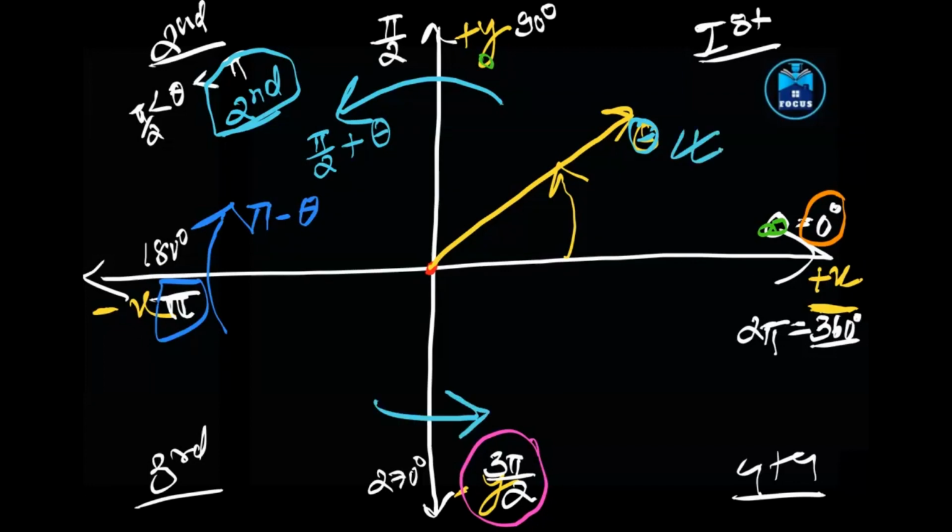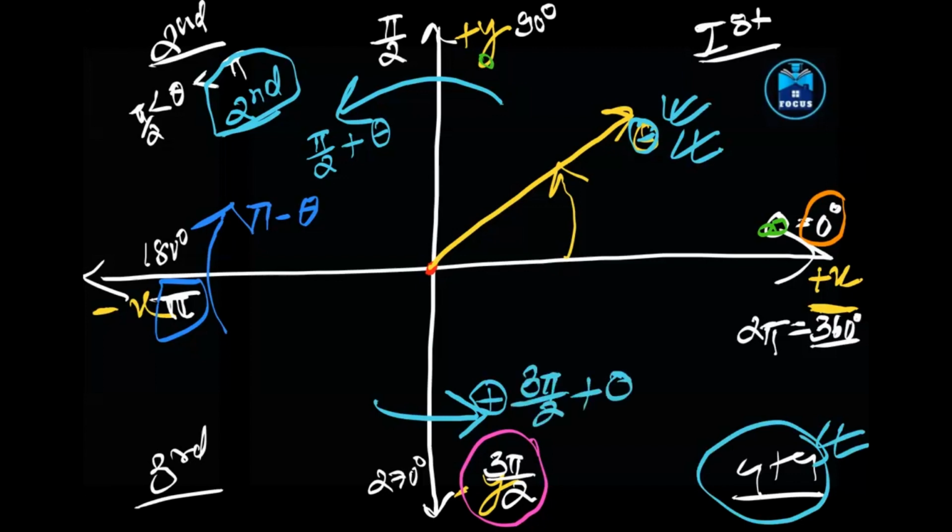Now, if I want to bring this theta to the fourth quadrant, tell me for the fourth quadrant from this direction, from the respective positive direction of measurement of angle. Okay, this is the positive direction angle. If I want to bring this theta into the fourth quadrant. So 3 pi by 2 plus theta. Very good. Very good. Very good.